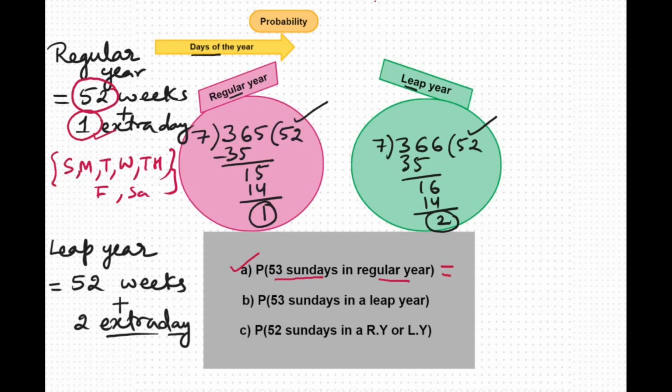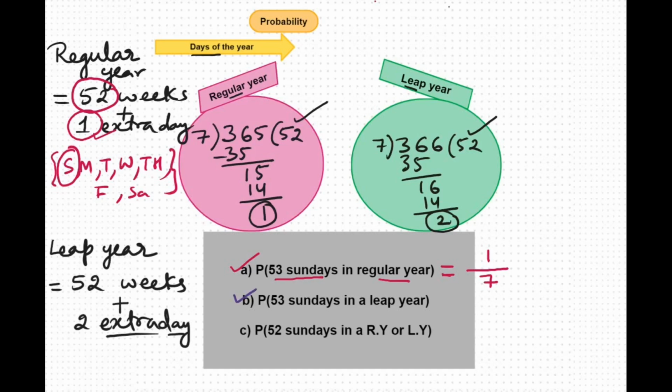So the probability of having 53 Sundays will have a total number of outcomes as 7, because we should test for that one extra day to be a Sunday or not to get the 53rd Sunday. So 7 outcomes, and there is only one case where we see a Sunday. So 1. The probability of having 53 Sundays or Mondays or Tuesdays in a regular year is 1 out of 7. Now let's answer the second bit.